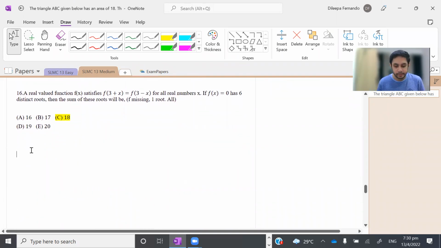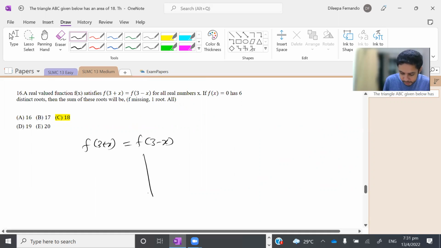Problem 16. A real valued function satisfies f(3 plus x) equals f(3 minus x). So this means the function is symmetric around x equals 3. So first you have to figure it out. It is symmetric around x equals 3, so it becomes something like that. Right. So what is asked?